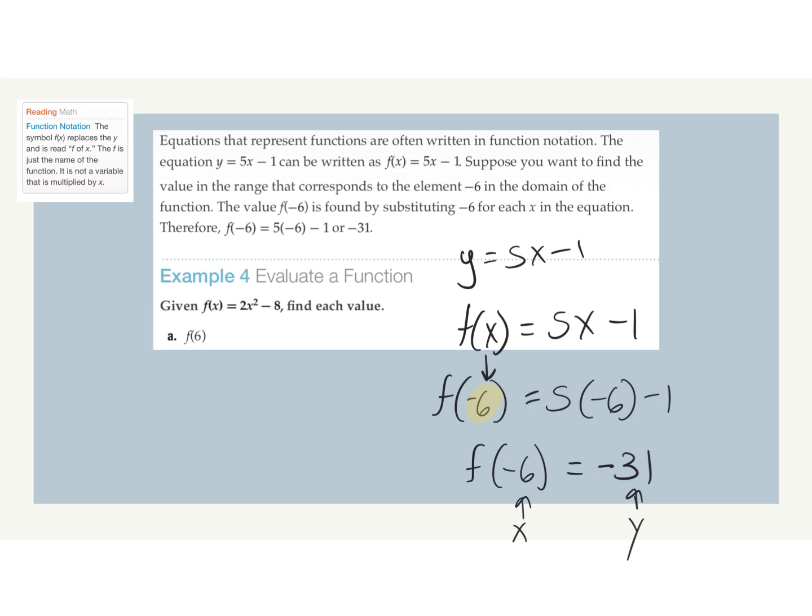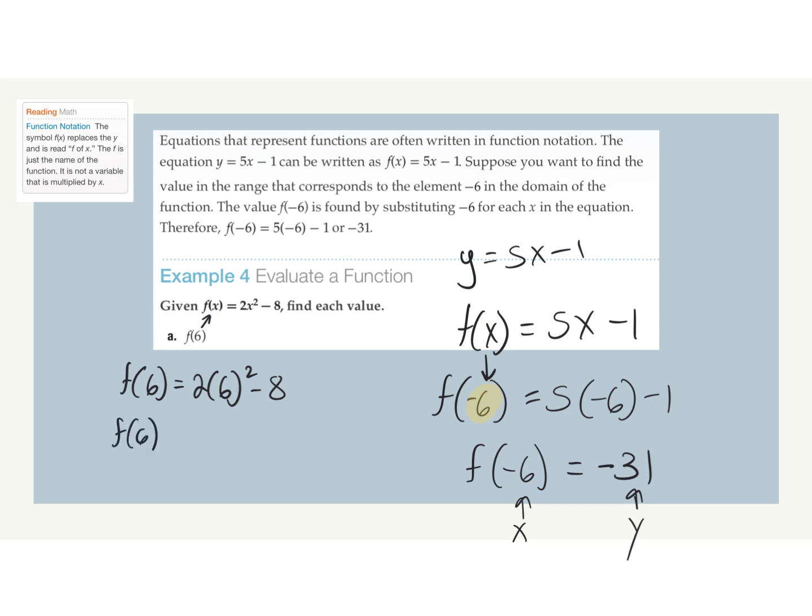So for a, they have f of x equals 2x squared minus 8. They want us to find each value. The only question here is f of 6. Notice how the 6 just takes the place of the x. So we do f of 6 equals 2 times 6 squared minus 8. Then we can go ahead and solve the right side of the equation, and we will get the range for the domain of 6.